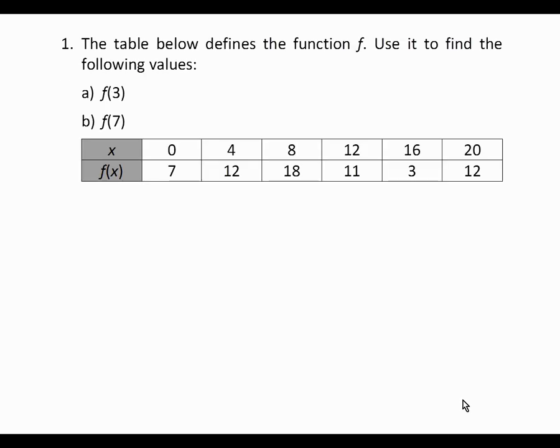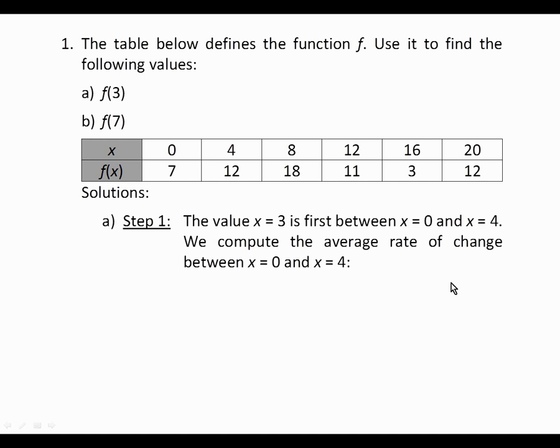Number 1, the table below defines the function f. Use it to find the following values, f of 3 and f of 7. So my x's go 0, 4, 8, 12, 16, 20. I'm adding 4 every time. And here are my function values, 7, 12, 18, 11, 3, 12. Okay, so we're going to go through this according to what the steps say. So our solutions.